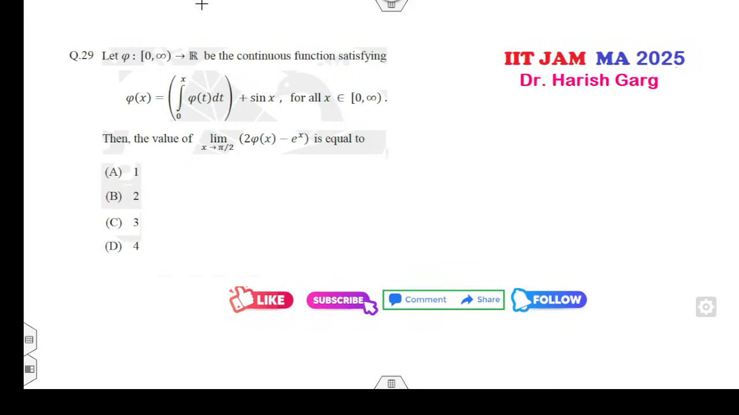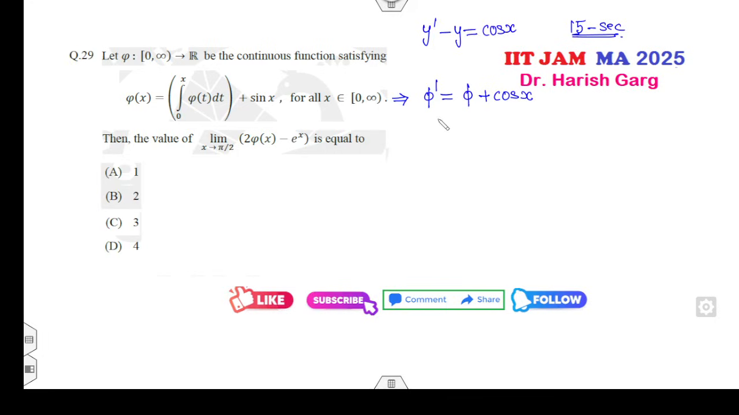Now look at the first question. Remember, always your target is to solve the question within 15 seconds. The first question is related to the integral, and your target is to find the value of phi. Differentiating, you get phi dash minus phi equals cos x. Now it looks like y dash minus y is equal to cos x.